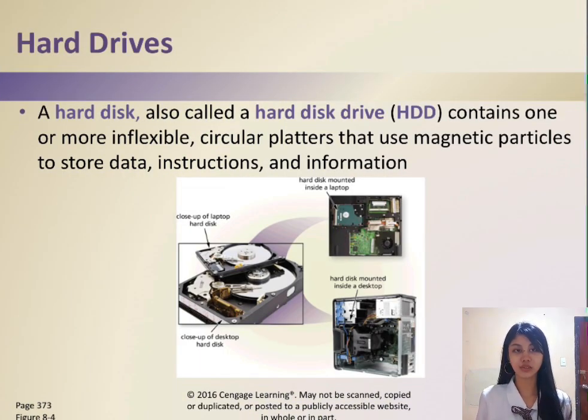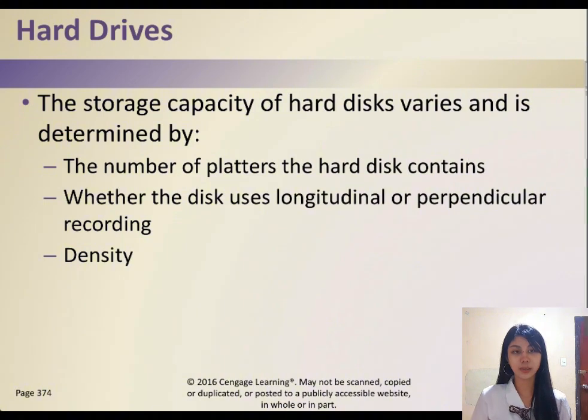Now let us move on to hard drives. Let us define what a hard disk is. A hard disk, also called a hard disk drive or HDD, contains one or more inflexible circular platters that use magnetic particles to store data, instructions, and information. The storage capacity of hard disks varies and is determined by the number of platters the hard disk contains, whether the disk uses longitudinal or perpendicular recording, and the density.